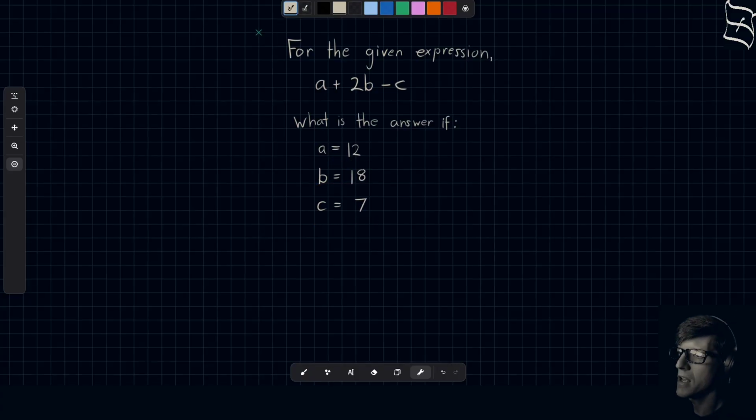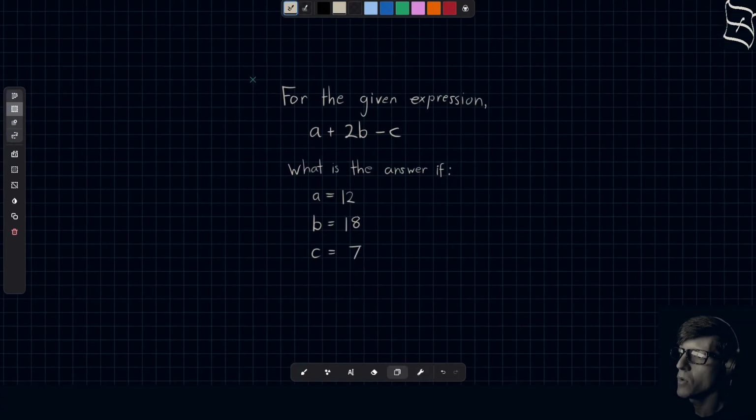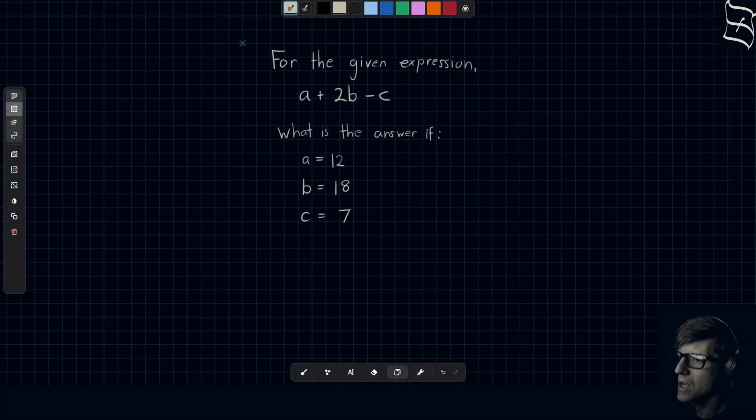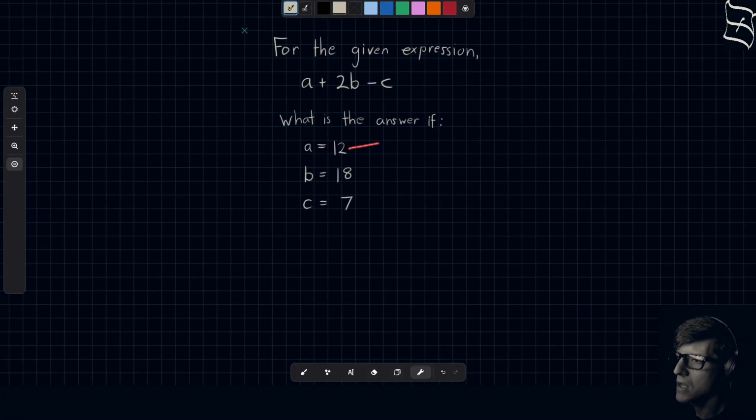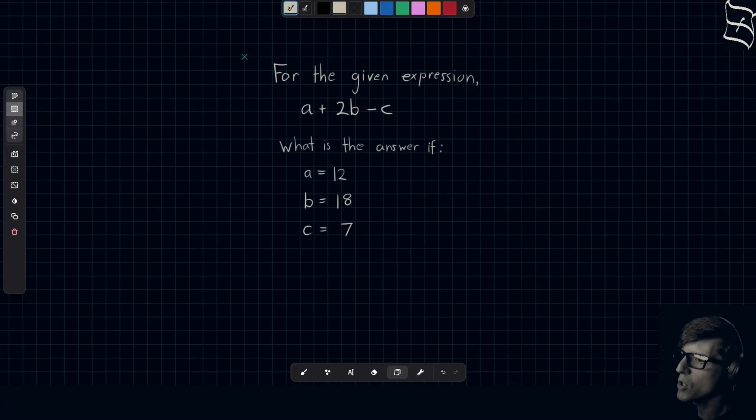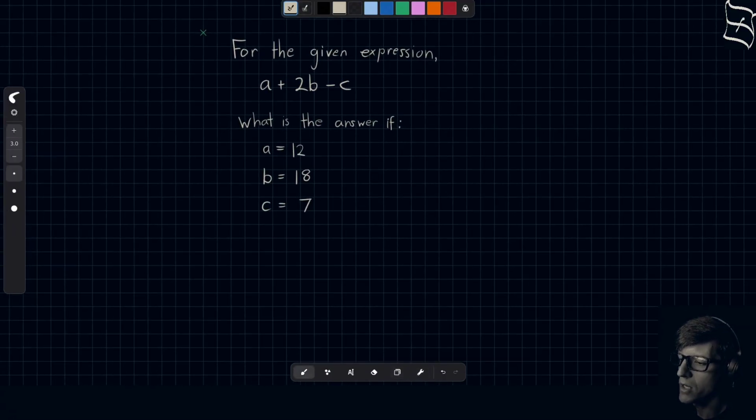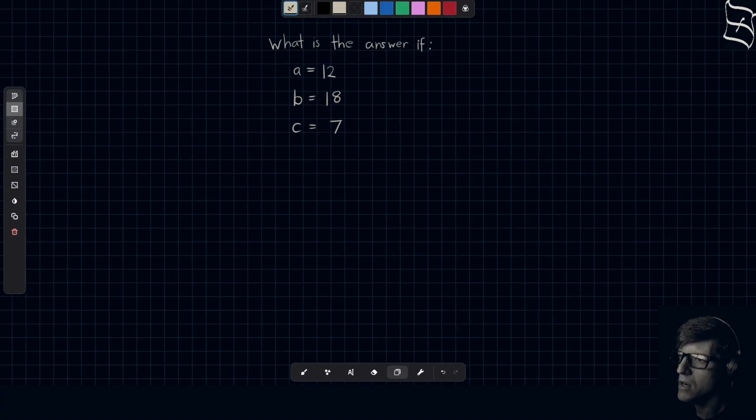So what we do, remember that these values here are placeholders. They're placeholders for some unknown quantity. And once we know the quantity, in this case a would be 12, the quantity of b would be 18, and the quantity of c would be 7, we can simply do what's called substitution. So we're going to do our substitution phase right here. I'm going to label that. So this is our substitution.